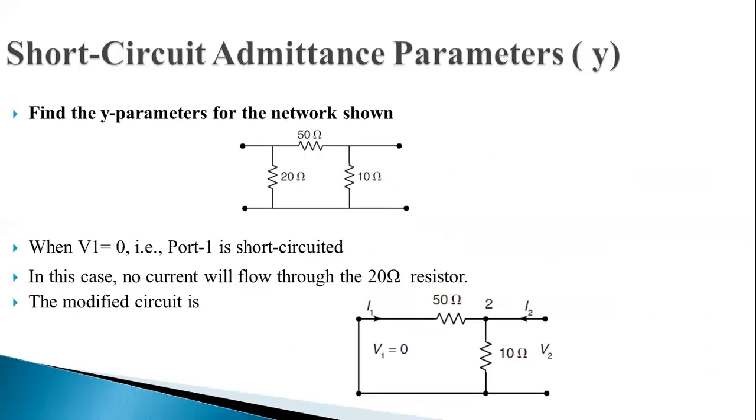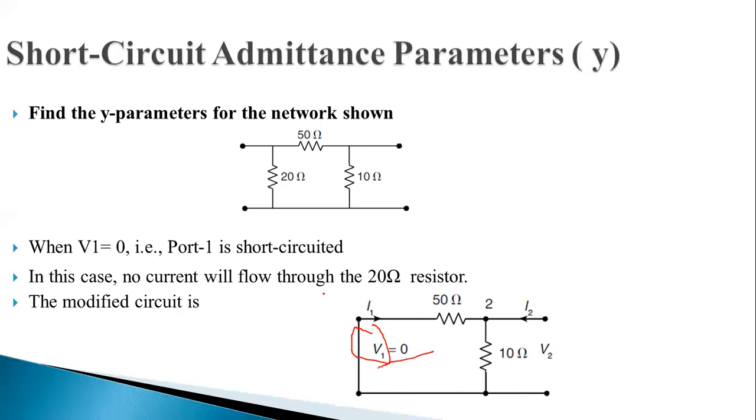With respect to that, we need to solve an example related to the admittance parameter or short circuit parameter. The Y parameters for the network are to be found for the given figure. Here we have resistances of 20 ohm, 5 ohm, 50 ohm and 10 ohm, and we need to find the admittance parameters. First of all, let V1 equal to 0. It means that port 1 becomes short circuited, as shown over here.